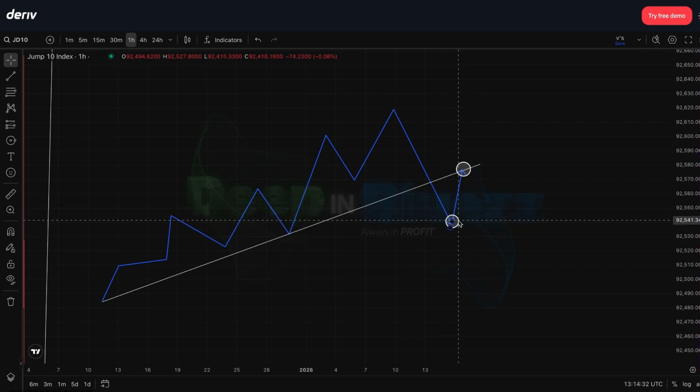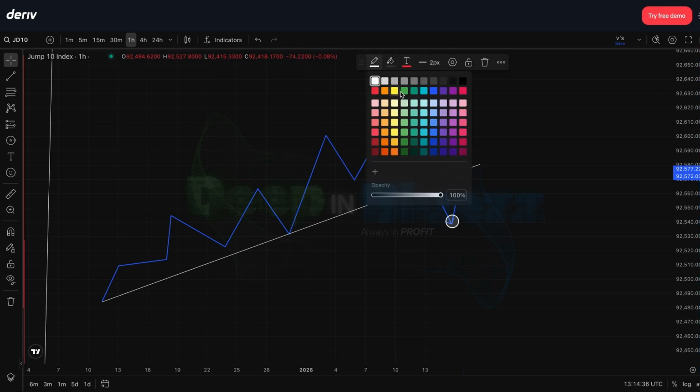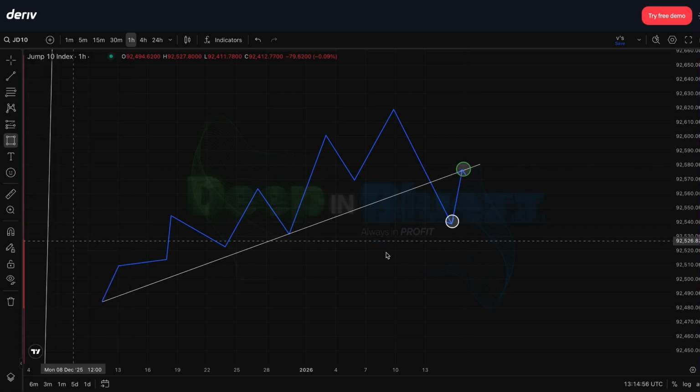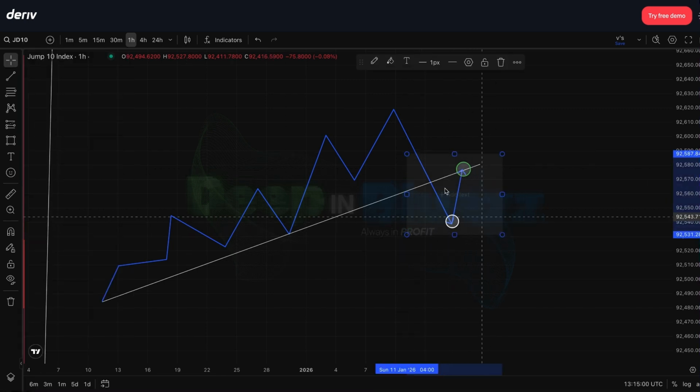I'm just going to be turning to the green color. The point of retest is this point. So the entire thing that is happening around here is called breakout and retest, because it broke out. This point is the point of breakout and this is the point of retest.